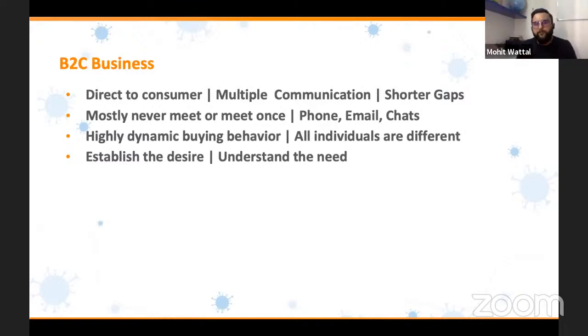And there are a lot of cases where you need to establish the desire. There are times when I don't need a product. I'm buying a shoe on Amazon. I don't need socks. I was not looking for a pair of socks. But Amazon comes up with a recommendation and tells you, these are the most frequently bought socks with that pair of shoes. So does Flipkart. So do all the e-commerce players.